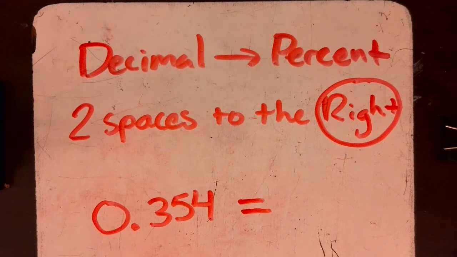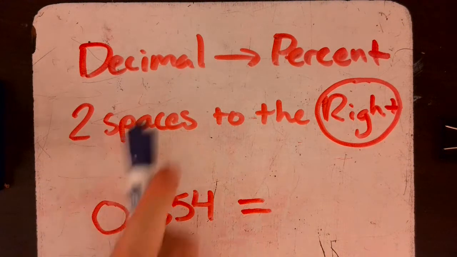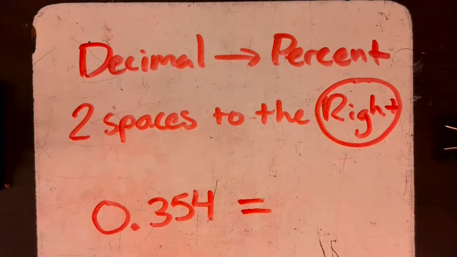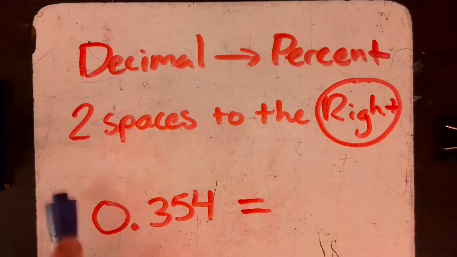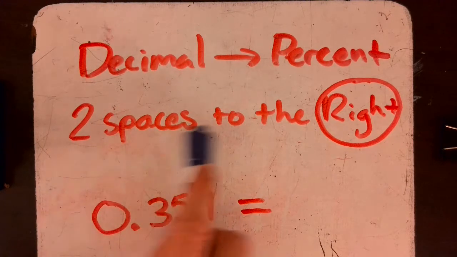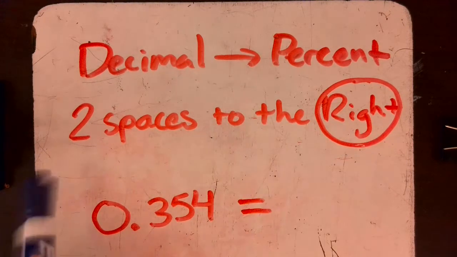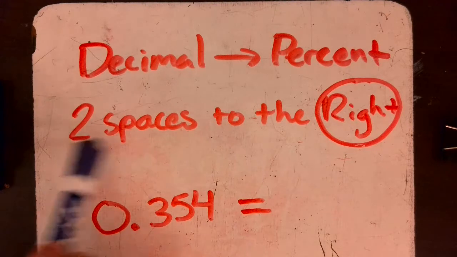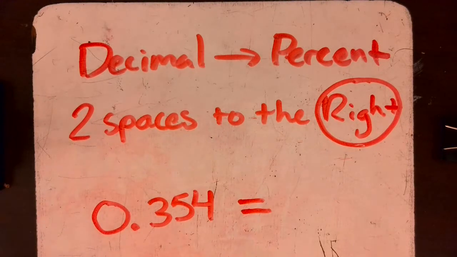Hello. So today we're going to be reviewing how to turn a decimal into a percent, and then later we're going to go from percent to decimal. But let's start with decimal to percent. In order to turn a decimal to a percent, we're going to move the decimal point two spaces to the right. Okay, so we're going to take the decimal point that's already there and move it two spaces to the right. So let me show you what that looks like.